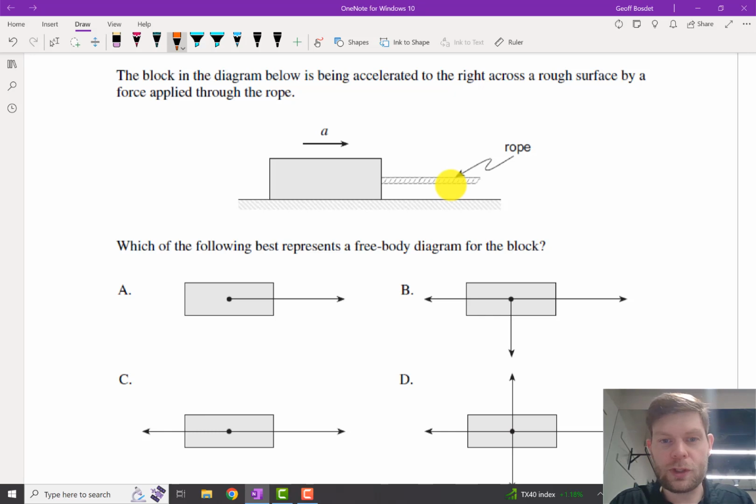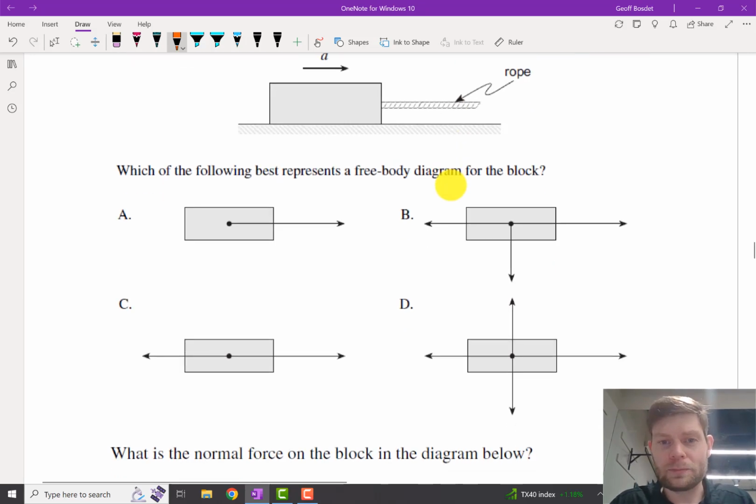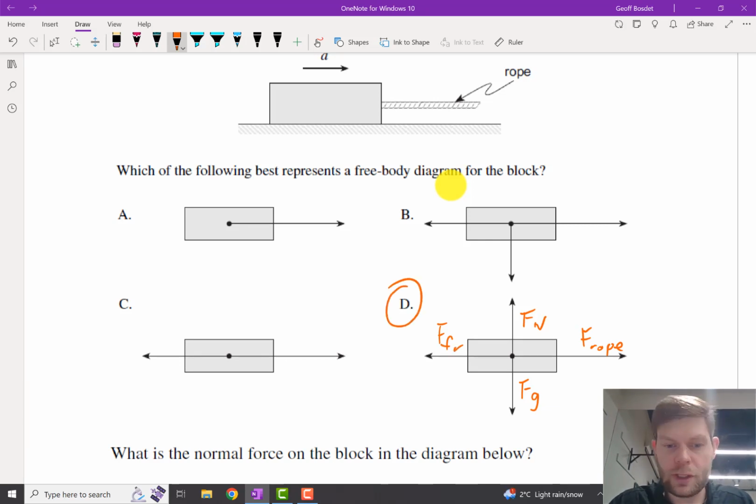So we got a block going through here. We just want to free body diagram it. It's a rough surface, so there's going to be some friction. I think we got some normal. We got some gravity. We got some applied or rope or whatever. And we got some friction. Sounds good. Nice and easy.